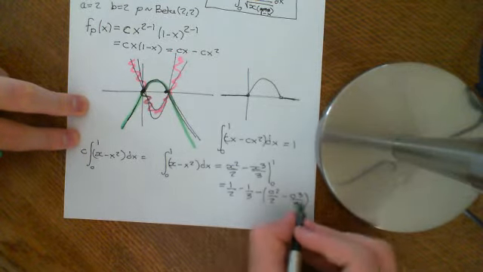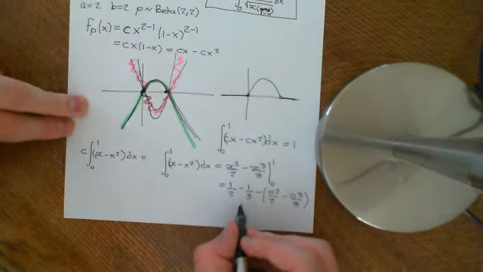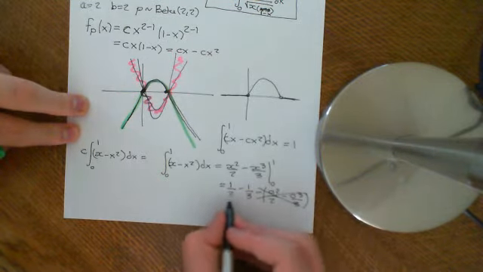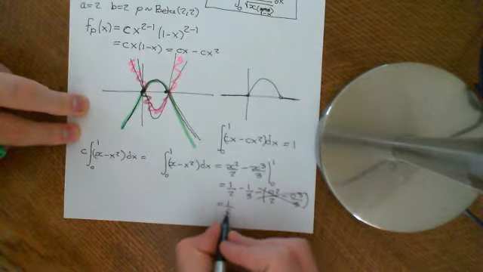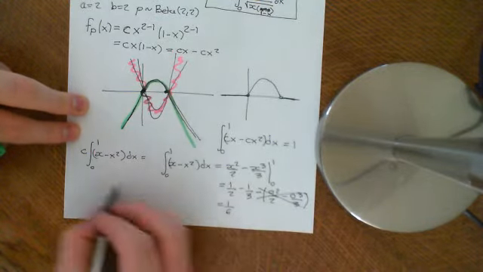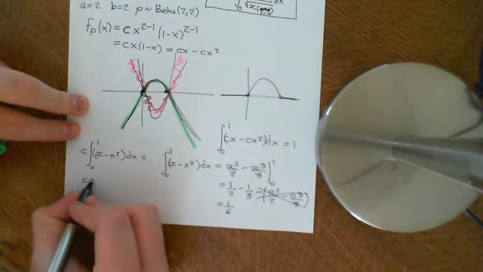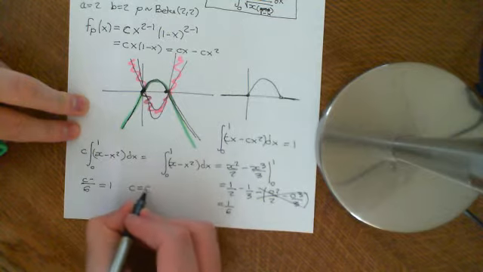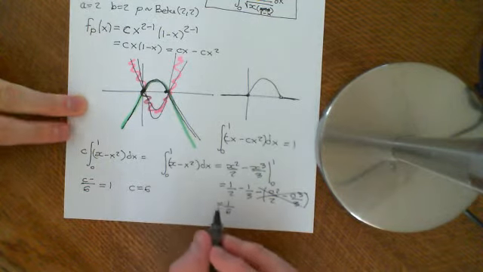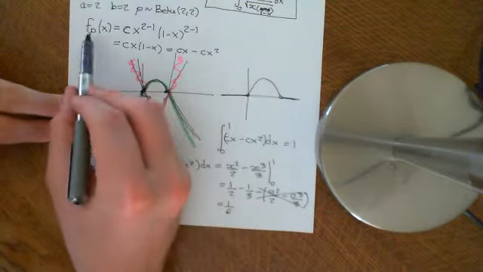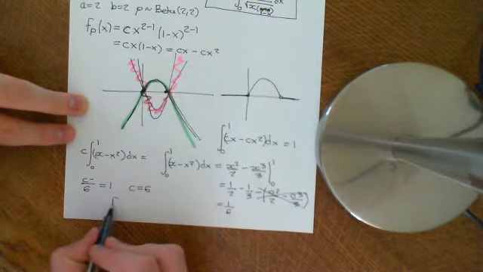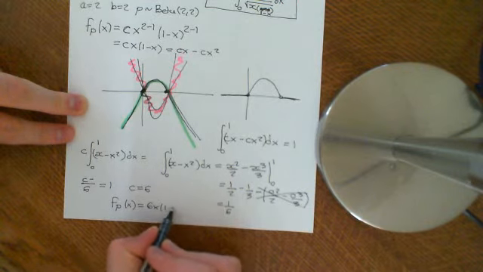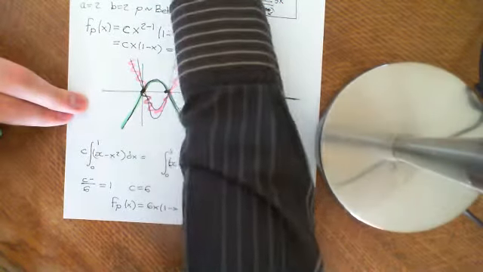So those bits go to 0, and that bit doesn't count, so we now just need to calculate what is a half minus a third, which is just a sixth, and therefore this integral is a sixth. So what we now know is that c times a sixth, so c divided by 6, needs to equal 1, and we therefore get that c needs to equal 6. So this probability density function now is going to be equal to 6x(1 minus x).